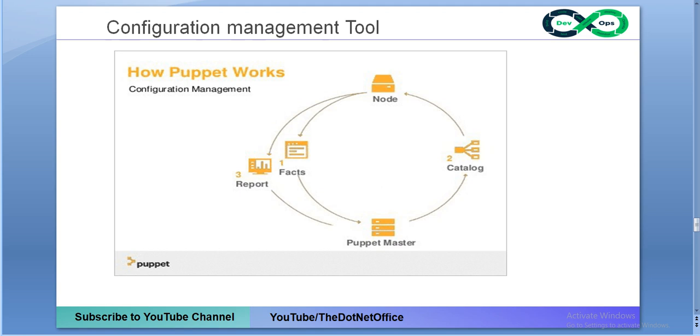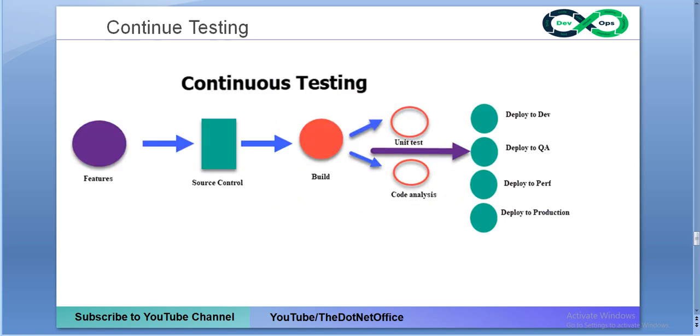So these are some of the benefits we get when we use Puppet as a configuration management tool. So that is about the configuration tool. Now the next is continuous testing. So what is the use of continuous testing?